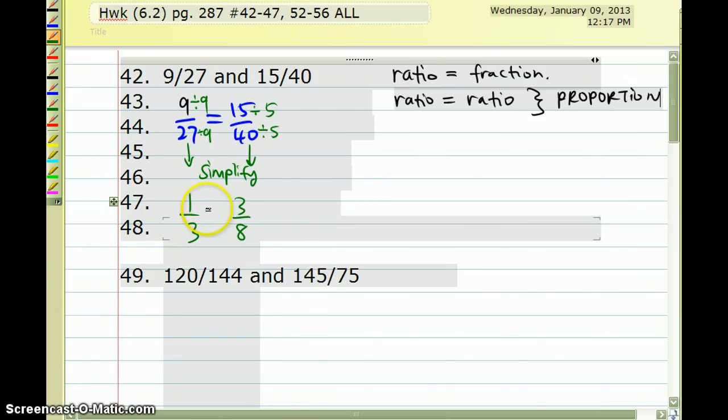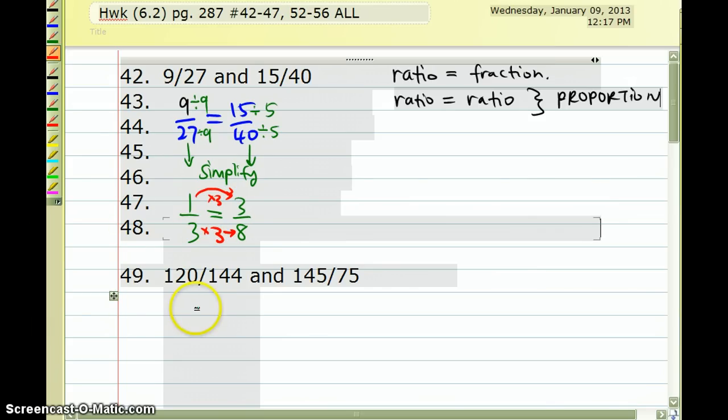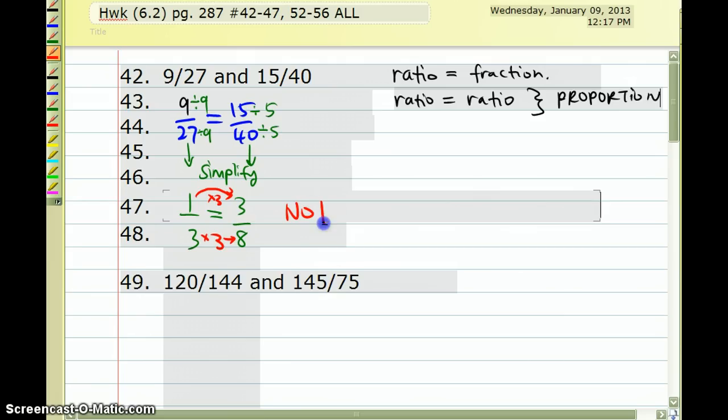Okay, and now I want to see if these two fractions are equal to one another. I can see that 1 times 3 gives me 3, but if I take 3 times 3, that doesn't give me 8. So I know that that's not true. So here my answer is no because of that reason.